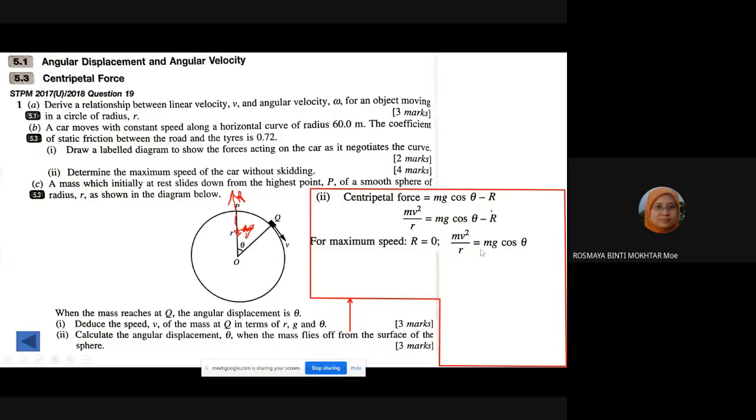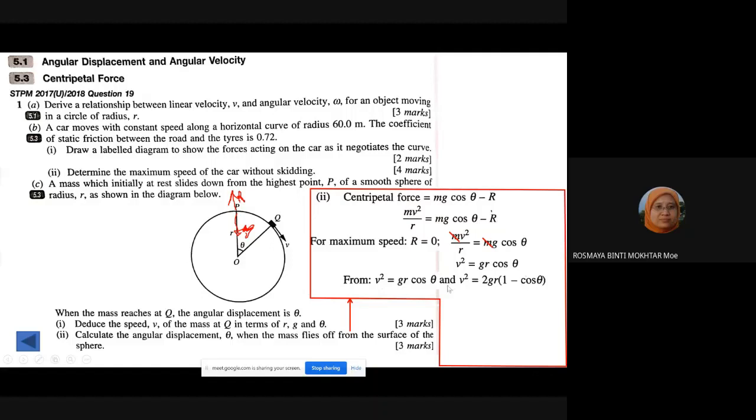Okay, so continue from here. So R is 0, the equation becomes like this. So now we cancel the m on both sides. Cross multiply, we get v squared equals to gR cos theta. From this equation, we find what the question asks.